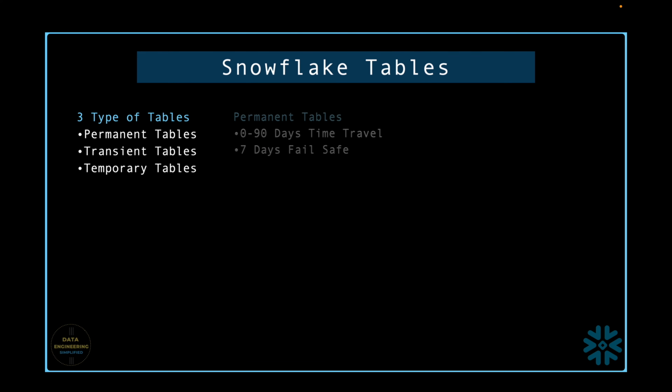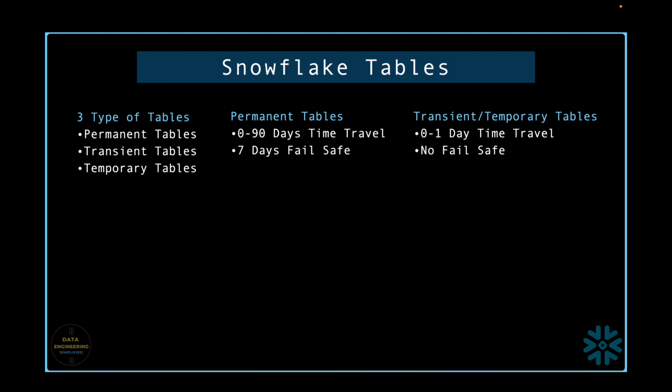time travel up to 90 days and failsafe for 7 days. The time travel parameter can be changed from 0 days to 90 days, but the failsafe feature is non-configurable. So no matter what you do, it will always have 7 days as a period. For transient and temporary tables, the maximum time travel duration is 1 day, and these tables don't have the failsafe feature.